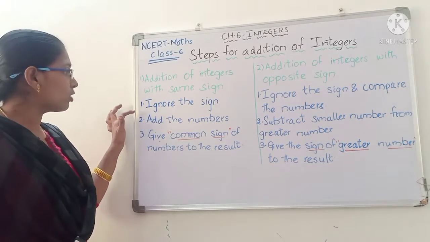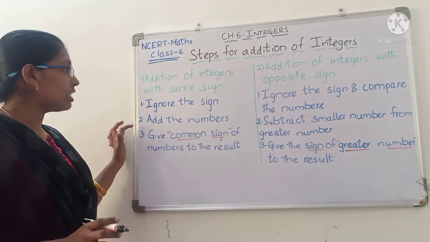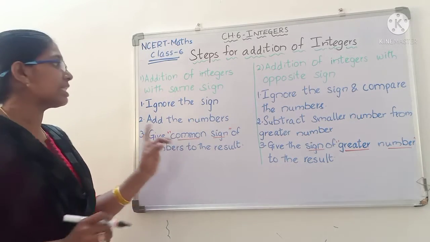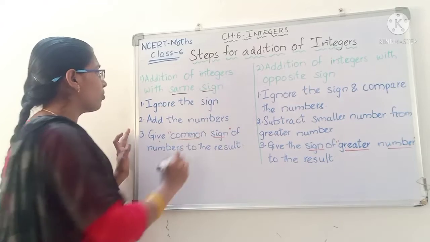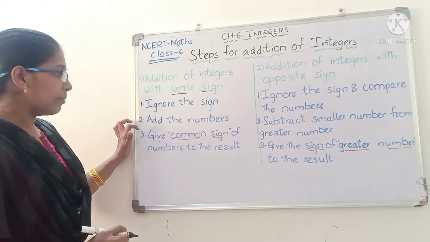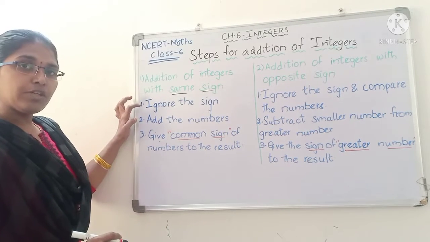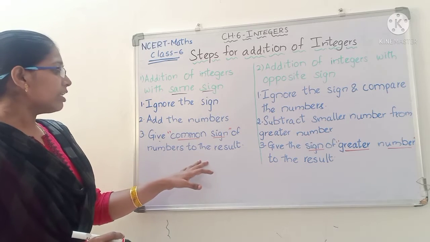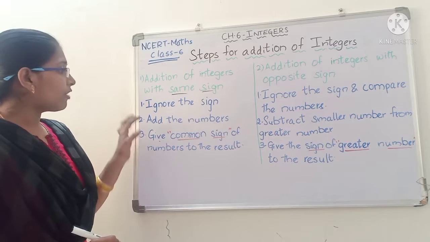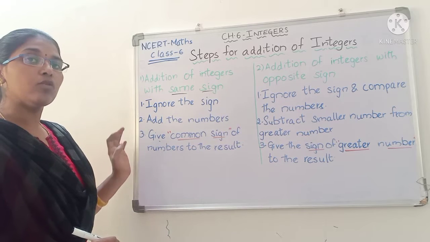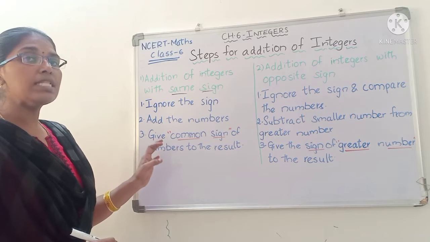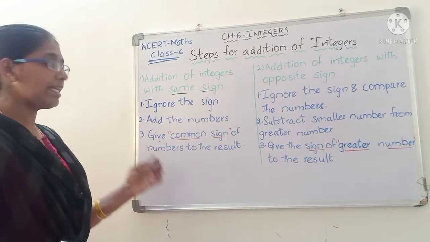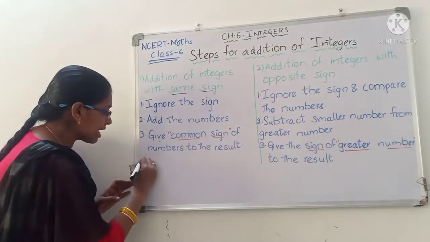First step is ignore the sign. You should first ignore the sign of the integers given because both integers have the same sign. This is the case you are considering now. Then add the numbers. First you should ignore the sign, then you should add the numbers, then give the common sign of the numbers to the result. After adding the numbers, you will get the result. To that result, give the common sign of the two numbers given. Then you will get the final result. Let's see this with an example.